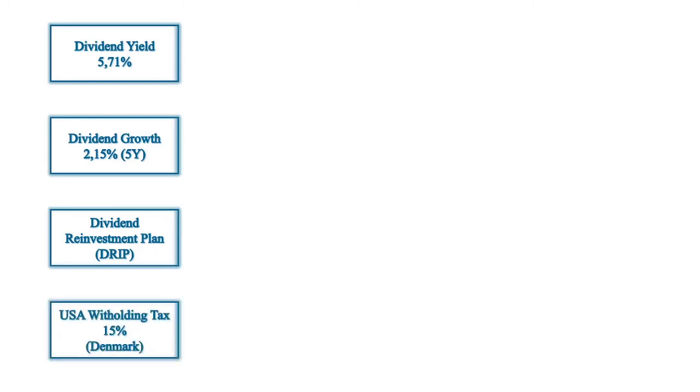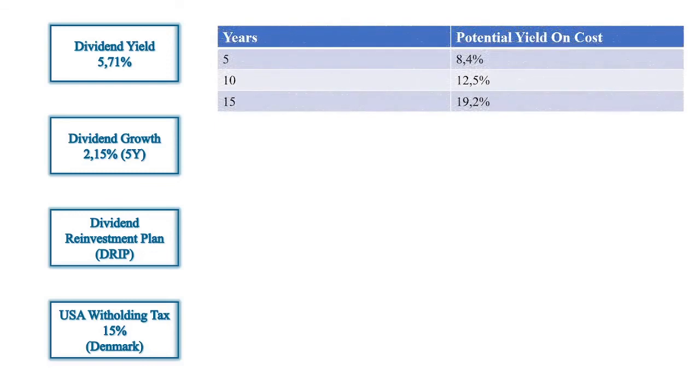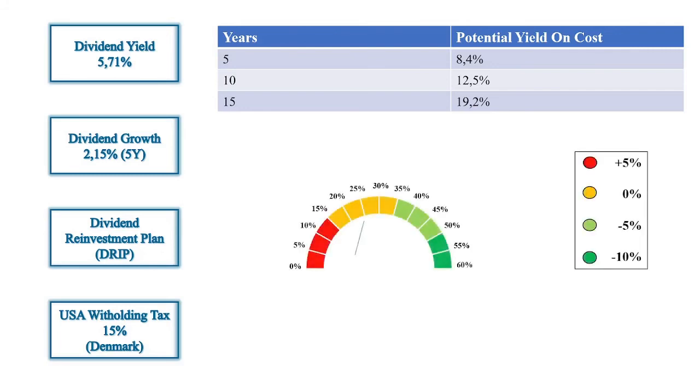After 5 years, the yield on cost would be 8.4%, after 10 years it would be 12.5%, and after 15 years it would be 19.2%. I only calculate the potential yield on cost for the coming 15 years because of the natural uncertainty of this metric. And a yield on cost of 19.2% after 15 years is once again in the yellow section of my rating scale, and therefore the margin of safety doesn't change.